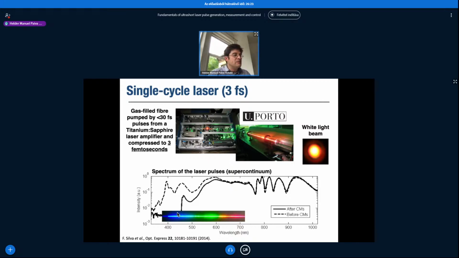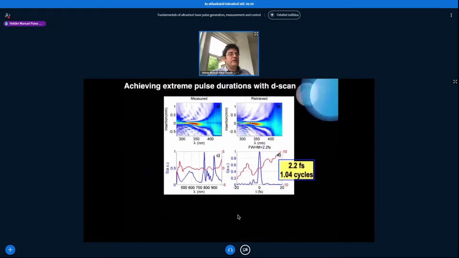And here you see the spectrum of this laser. It's really broadband. It goes from the ultraviolet to the infrared, so it looks like white light to us. And then we compress this using chirp mirrors, special chirp mirrors.